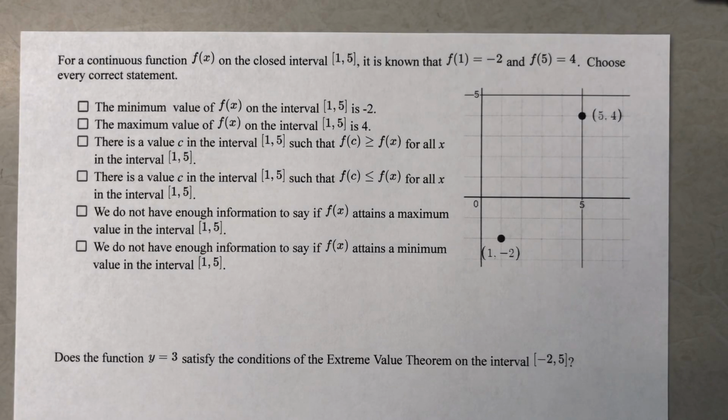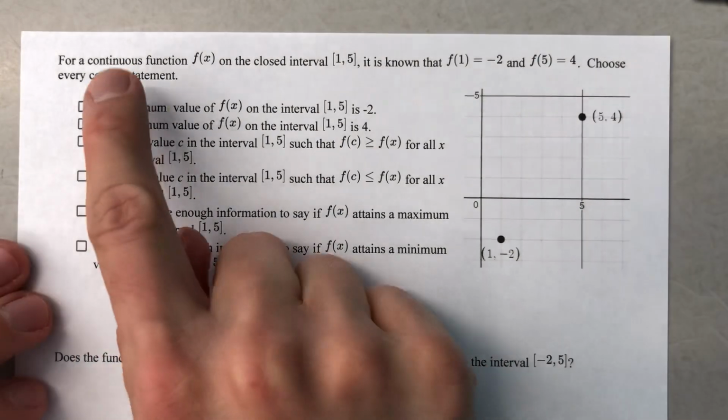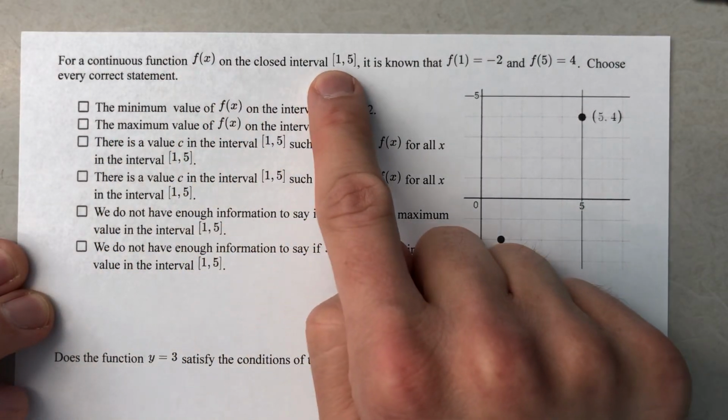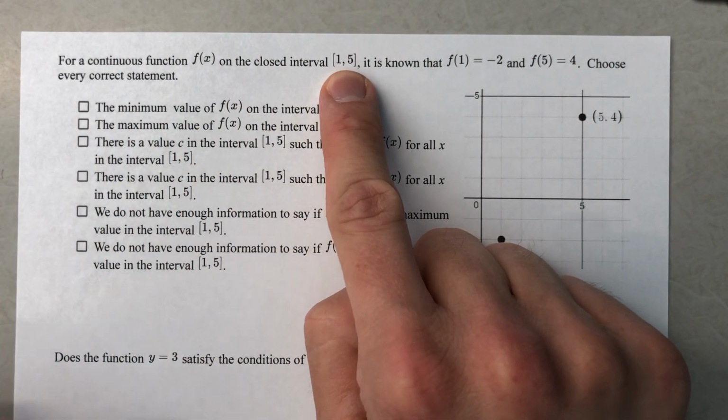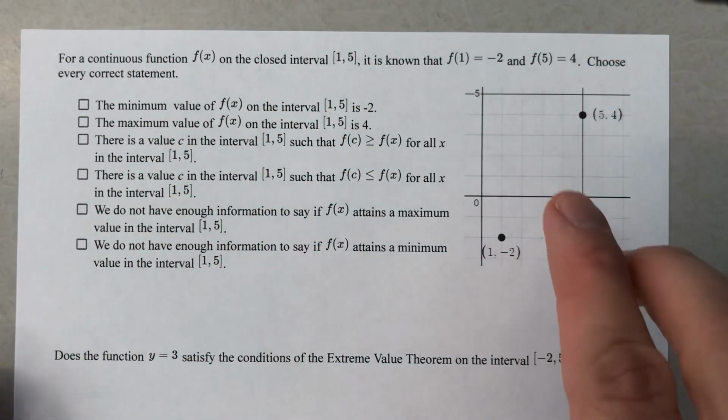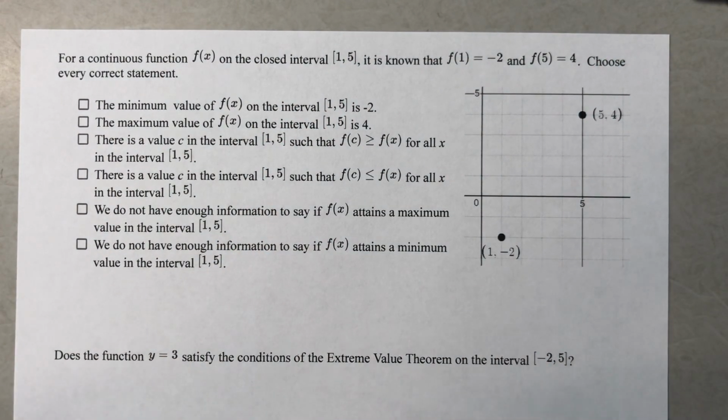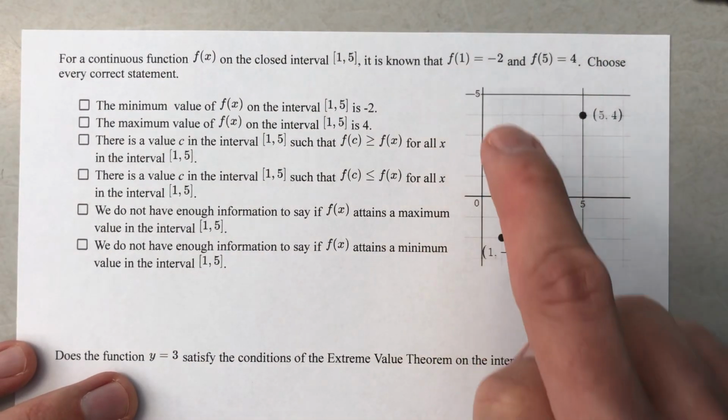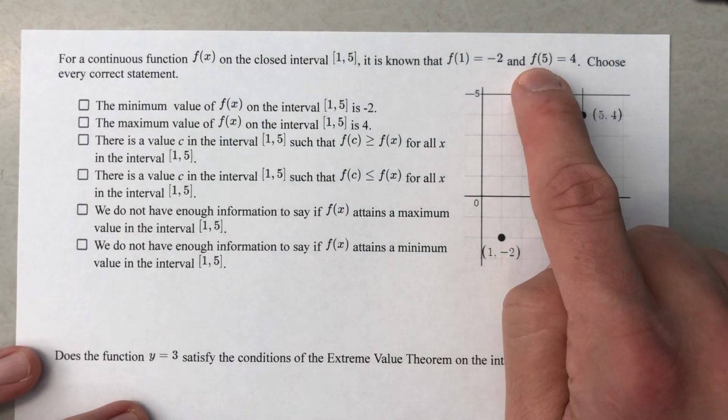All right, we've got this massive multiple choice with multiple answers. It's going to be fun. There is a continuous function f of x on the closed interval from 1 to 5. Okay, 1 to 5. And I graphed it, plotted a couple points just so we'd have a visual for it. It is known that f of 1 equals -2, good to know, and f of 5 equals 4.